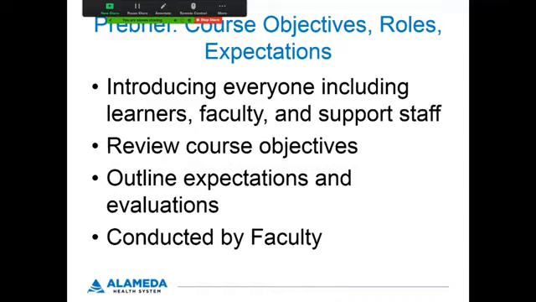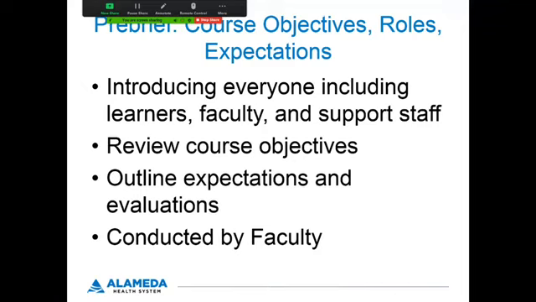And the same goes with the actual structure. What is the agenda of the course? How many simulations are you going to do? How long are you going to be spending on each scenario and each debrief? Adult learning theory tells us that adults do better when they know in advance what's going on. And so this is one of those things where we want to preempt all of that and give them that information.